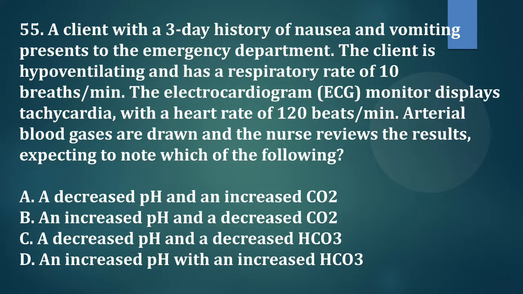Question 55. A client with a 3-day history of nausea and vomiting presents to the emergency department. The client is hypoventilating and has a respiratory rate of 10 breaths per minute. The electrocardiogram, ECG, monitor displays tachycardia, with a heart rate of 120 beats per minute. Arterial blood gases are drawn, and the nurse reviews the results, expecting to note which of the following?